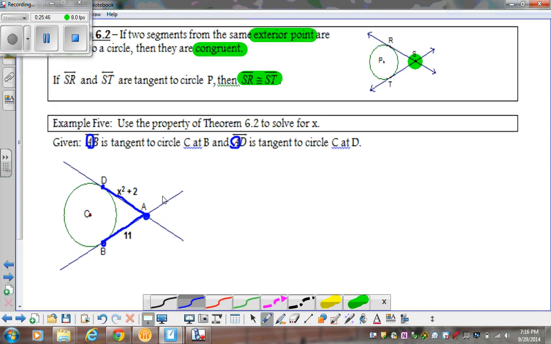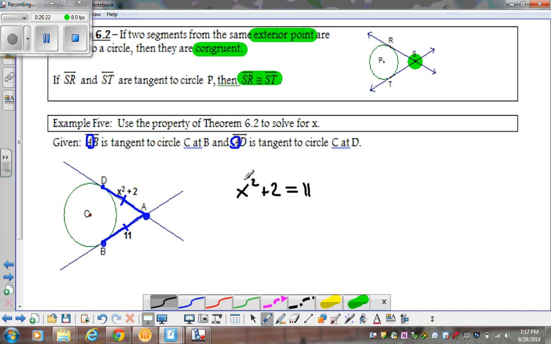If we go back and look up at my theorem, it says if two segments from the same exterior point, so both of these segments from point A, are tangent to my circle, that means that this segment right here, x squared plus 2, my segment AD, is congruent to segment AB, which is 11. Remember, congruent means equal. So if I'm going to solve for x, x squared plus 2 is going to equal 11, because AD should be equal to AB.